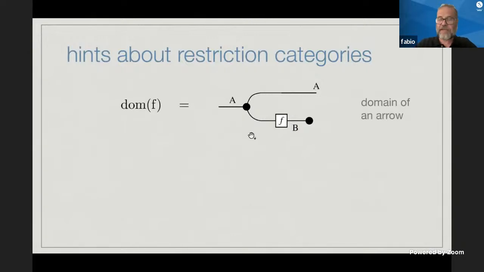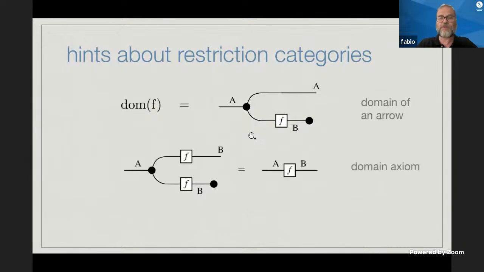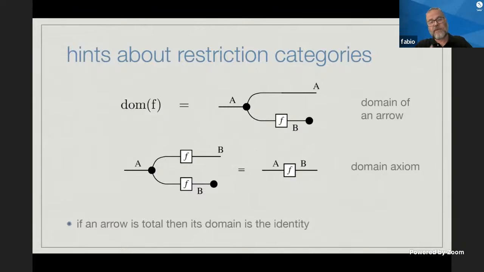And another key property which always holds for restriction categories is that if I calculate dom f and then apply f, this is just the same as applying f directly. And this is true. Why? Because the duplicator, because all the arrows are functional. So this is like writing one copy of f and then applying the sharing. Very well. If an arrow is total, then its domain is just the identity.